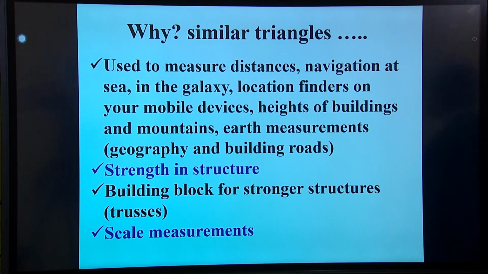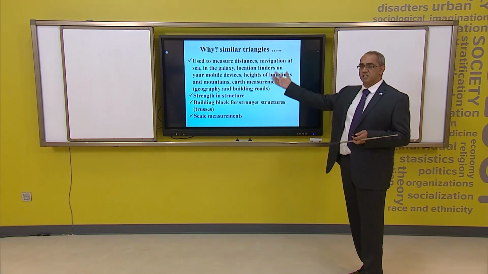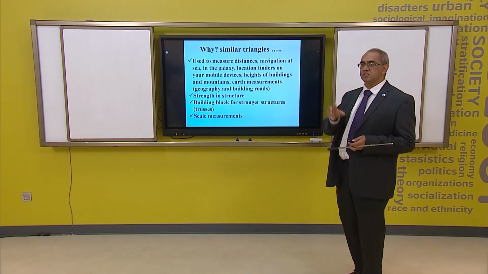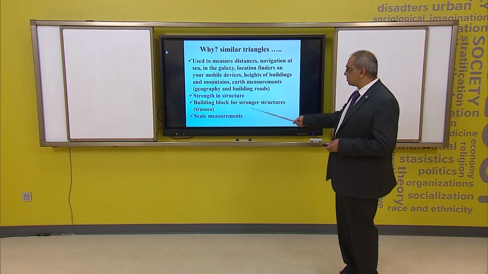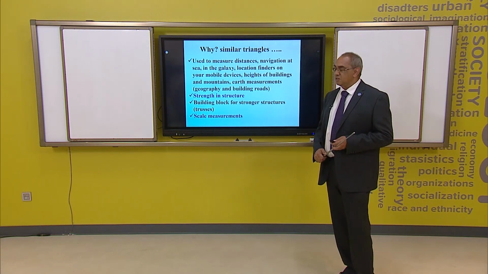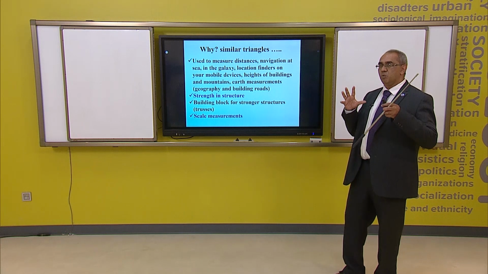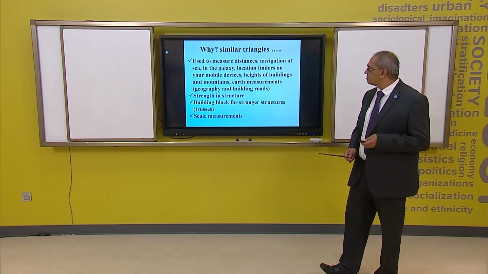And the last thing, well, maybe there are some other uses as well, but one of the things that we can use similar triangles for is to do what we call scale measurements. If I know the size and the property of a certain object, let's say a small bottle, and if I scale up that bottle to a bigger size, I would not even have to work out what the volume or the area or the surface area is. I can use a scale factor. And that comes from the knowledge, again, of similar triangles. All right, so hopefully you have an idea of why we study this and where we can apply it.